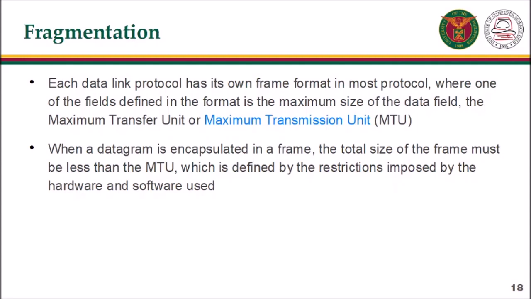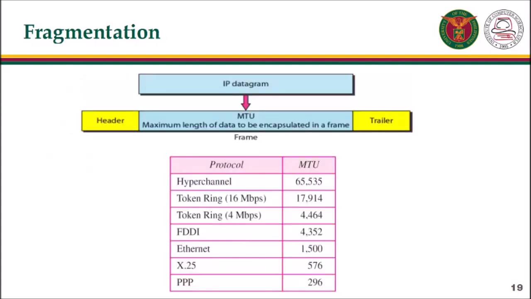Each data link protocol has its own frame format. In most protocols, one of the fields defined in the format is the maximum size of the data field, the maximum transfer unit or maximum transmission unit, or MTU. When a datagram is encapsulated in the frame, the total size of the frame must be less than the MTU, which is defined by the restrictions imposed by the hardware and software used. The value of the MTU differs from one physical network protocol to another. For example, the value for an Ethernet LAN is normally 1500 bytes, but for a WAN, it can be larger or smaller.